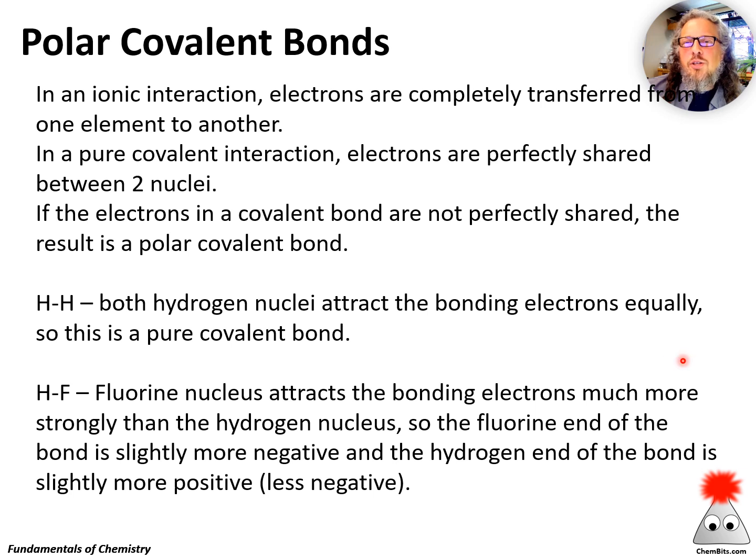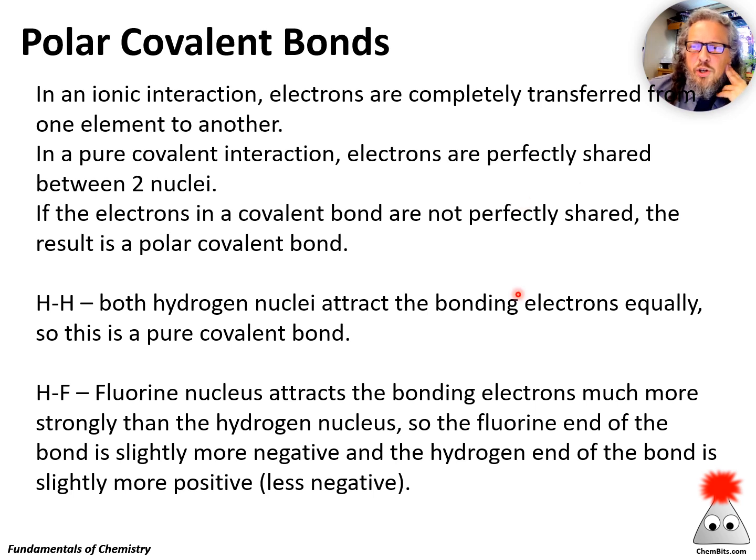Another important thing to look at is this idea of polarity and polar covalent bonds. So when we've got an ionic interaction, we've completely transferred electrons from one species to another. In a pure covalent bond, electrons are perfectly shared, but they really can only be perfectly shared if the two sides attract them equally. What if the two sides of the bond have unequal attraction for the electrons?